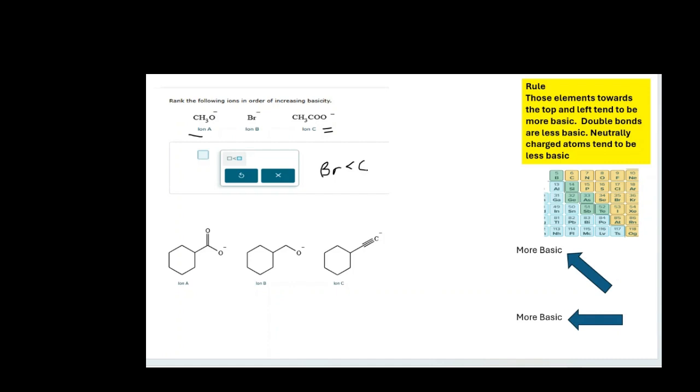So I'll just put C right here, and I'll kind of X out where I put this Br, and I'll just put B. So it'll be B followed by C, and then the most basic in this one is going to be this methyl oxygen group right here. So going right at A, because we're saying that it's the most basic.